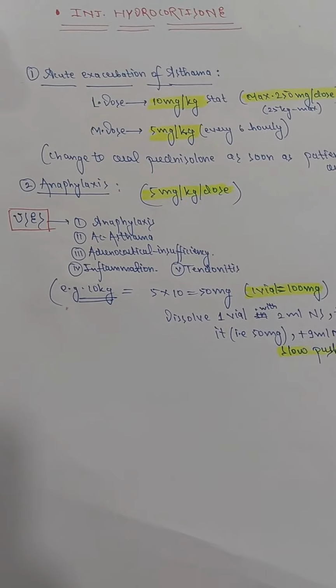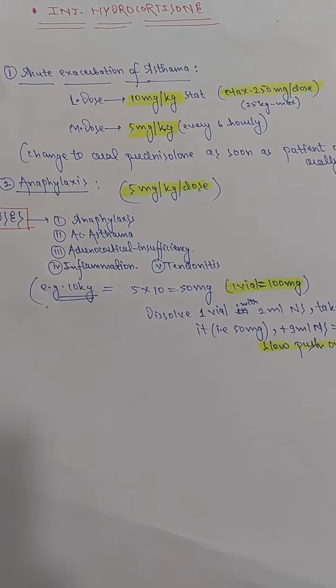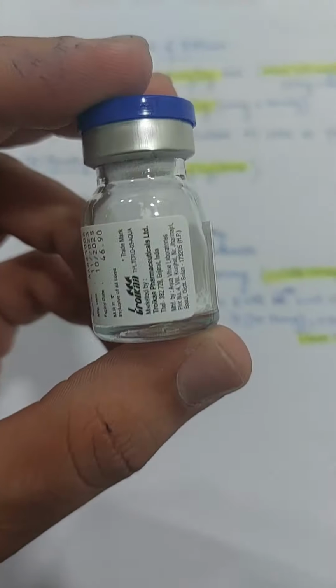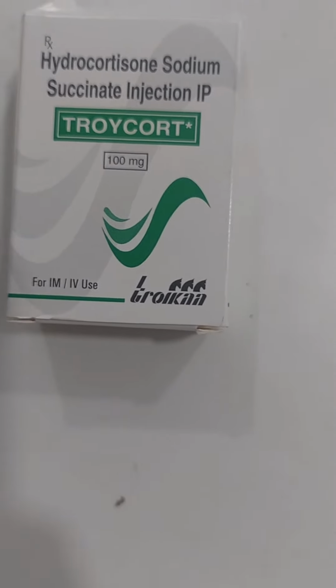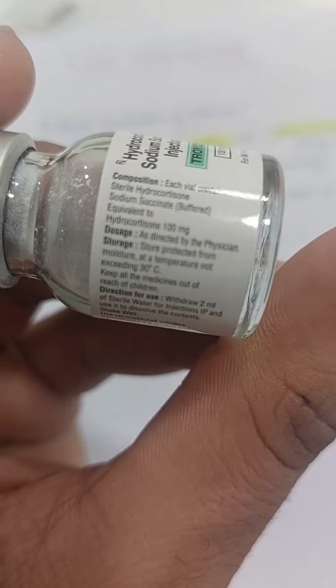Then the anaphylaxis dose will be 5 mg per kg, that is 5 into 10, which will be equal to 50 mg. And you can see here, this is the vial of hydrocortisone. It is available in 100 mg form, and it is clearly written here that each vial contains 100 mg.